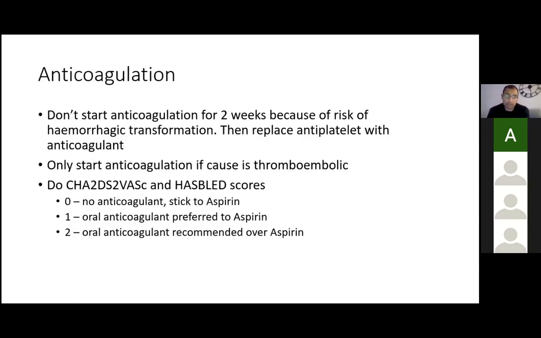So in terms of anticoagulation, if the patient did have undiagnosed AF and they had a stroke, you don't want to start anticoagulation, so warfarin or apixaban or one of the DOACs, within 2 weeks because of the risk of hemorrhagic transformation. So, like I say, you can give them aspirin, or start them on clopidogrel, and then switch them to anticoagulation after 2 weeks. And don't forget to do a CHA2DS2-VASc and a HAS-BLED score to see if they need anticoagulation.